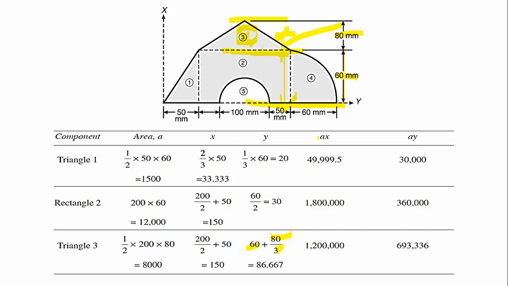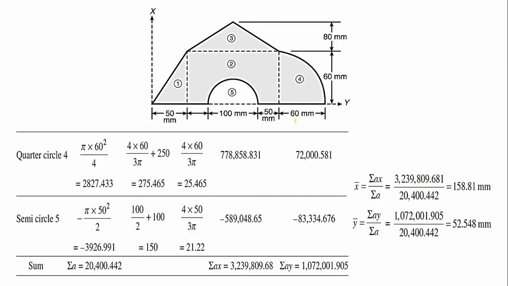Next column is a into x. We have calculated the area, we have to multiply by x. We will get ax. Similarly ay. A we have, y we have. You multiply 1500 by 20, you will get this 30,000. Similarly, you calculate all this. Next, you will go to the remaining portion.